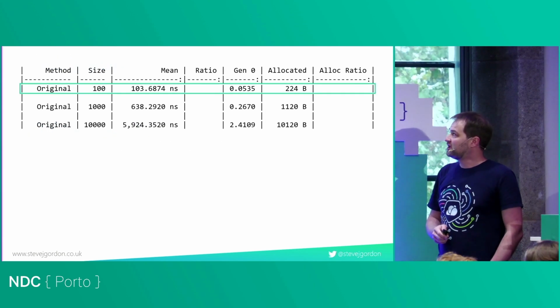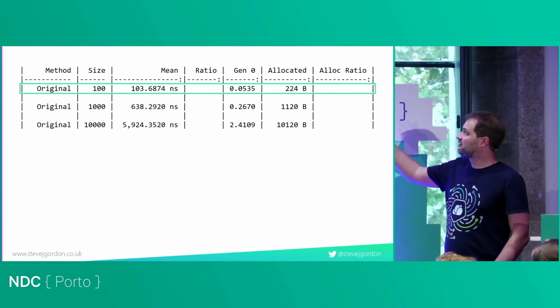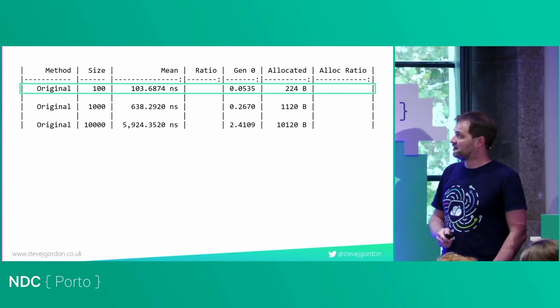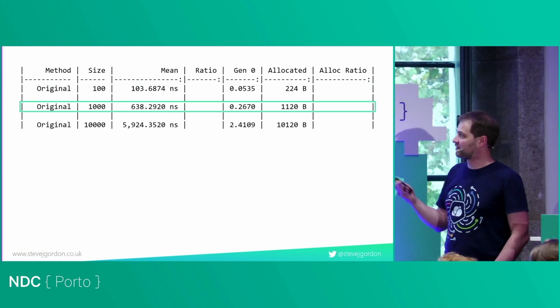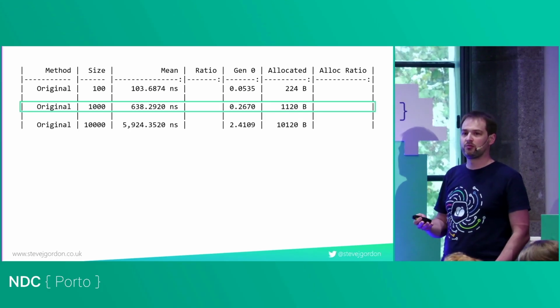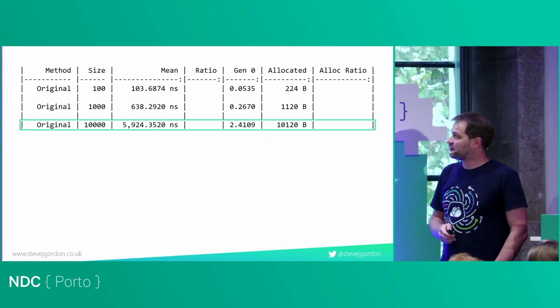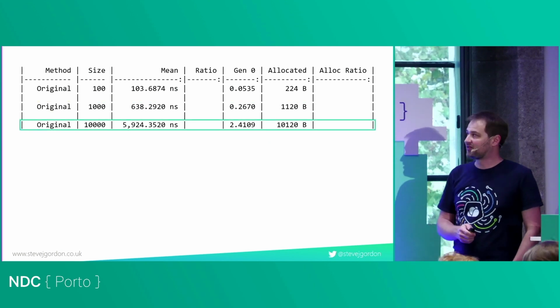And once we run this, we see that, OK, for an input array of 100 elements, it's about 100 nanoseconds, 224 bytes allocated. And we see what we'd expect, given the code. If we reason about it, as we increase the input array size, then by factors, the execution time and the allocations are going up, because we're creating a new array at the end of the day with that new data in it. And so that's giving us our starting point, our baseline.